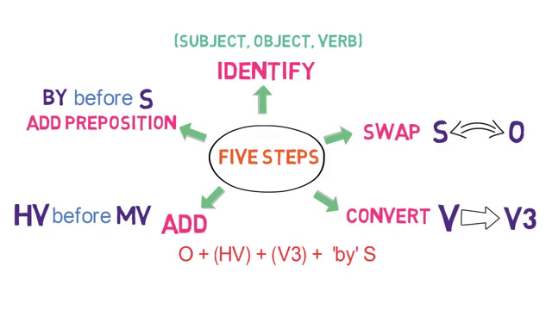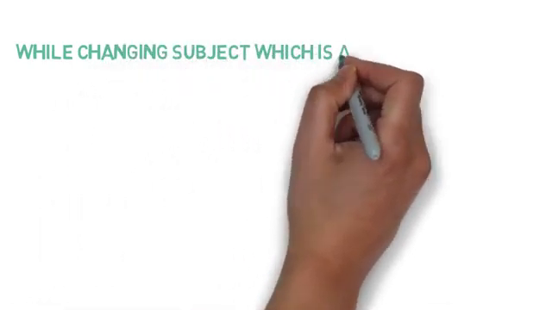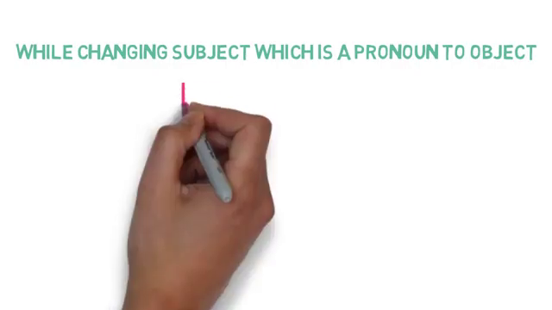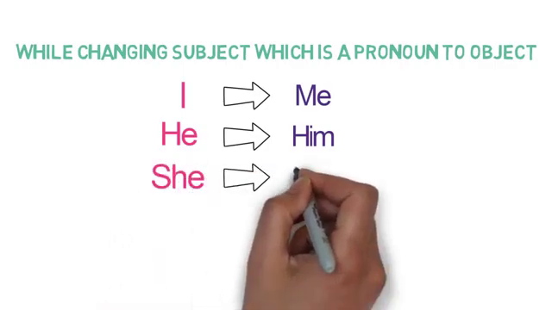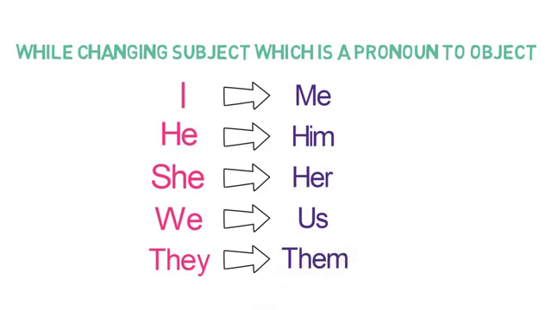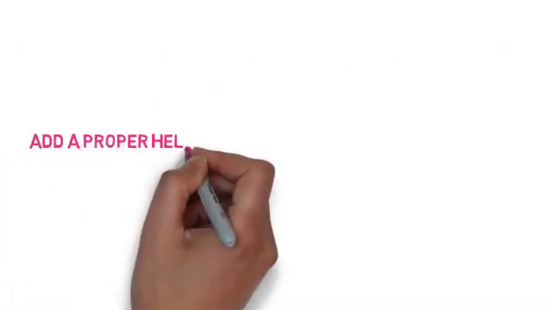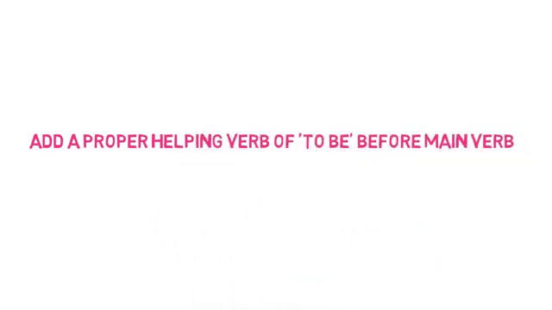There are 2 important things that need to be remembered here. Firstly, when replacing the subject with the object, if the subject is a pronoun, then conversion will be like this. I will become me, he will become him, she will become her, we becomes us, and they becomes them. Please remember this properly. Secondly, we need to add proper helping verb of to be before the main verb. This helping verb is decided based on tenses.